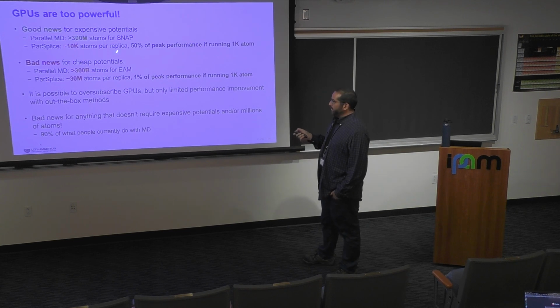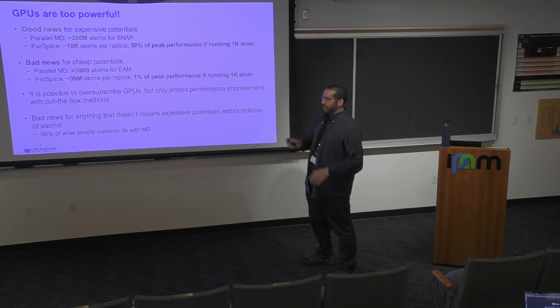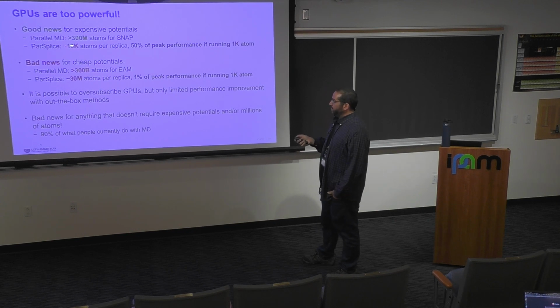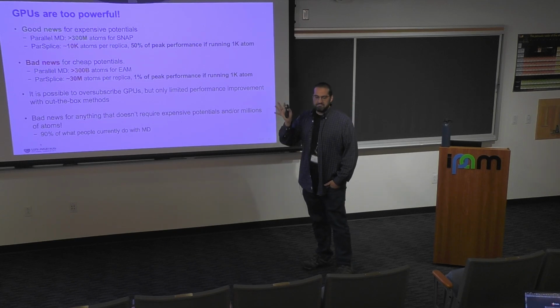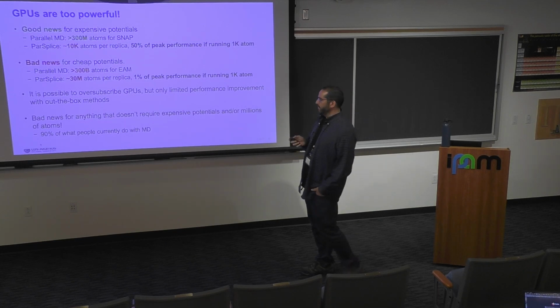So with these expensive potentials, big machines are good, right? A very large MD run that fills the machine might be 1 billion atoms or something. It's large, but it's not insanely large. And if I run ParSplice on this, I might run 10,000 atoms on a replica, which is fine. And if I decide to run just 1,000 atoms on a replica, I'm down to 50% efficiency, which I can kind of live with, right?